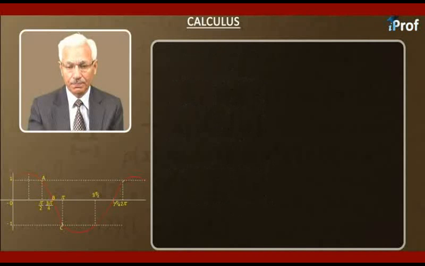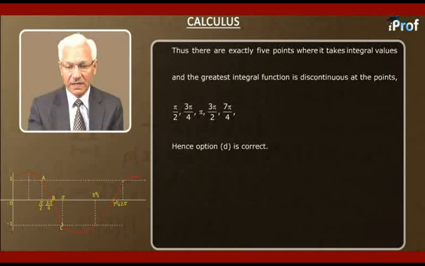pi by 4. Thus, there are exactly 5 points where it takes integral values, and we know that the greatest integer function becomes discontinuous at points where it takes integral values. Hence, the given function has exactly 5 points between 0 and 2 pi where it is discontinuous.